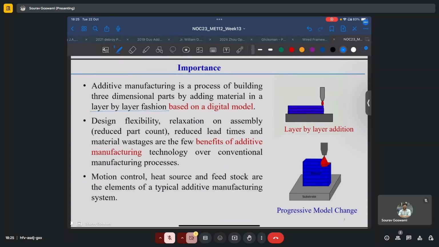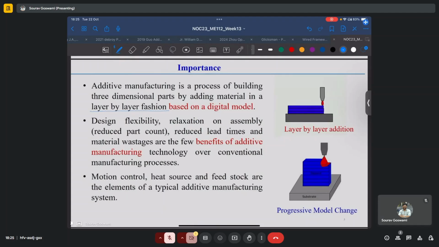Reduced lead time and material wastage are a few benefits of additive manufacturing technology over conventional manufacturing processes. And in the modeling or analysis of any such additive process, some of the most crucial aspects are motion control, the representation of the heat source, and the representation or addition of the feedstock.